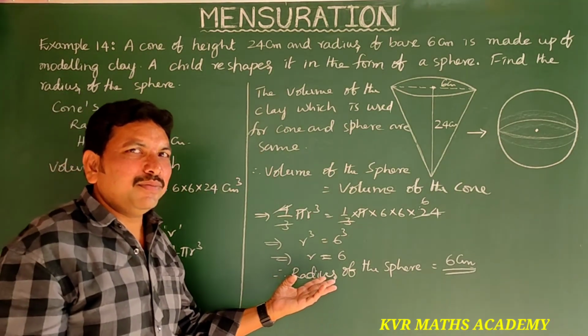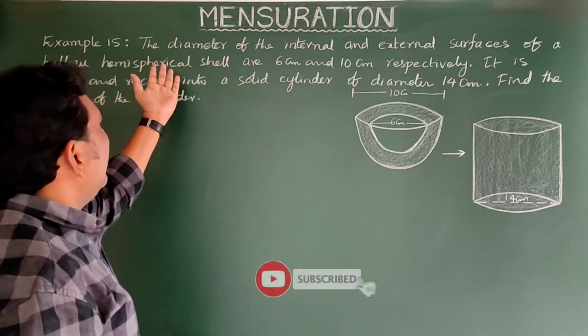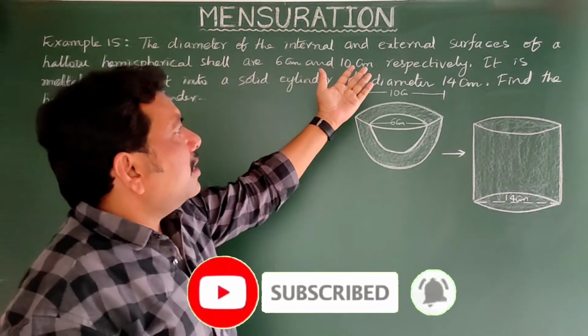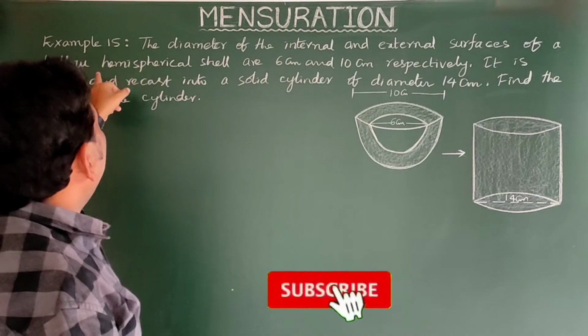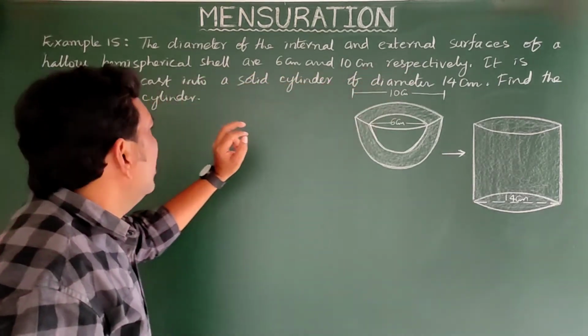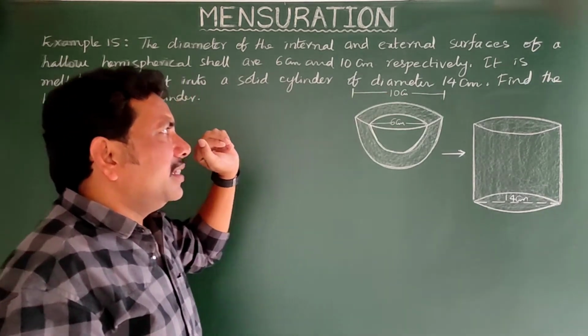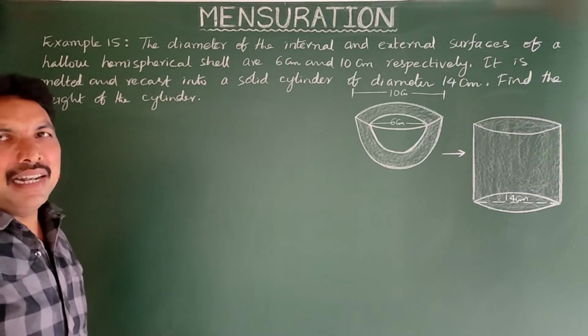Understood clearly? Yes. Next, the 15th question, example 15. The diameter of internal and external surfaces of a hollow hemispherical shell are 6 centimeters and 10 centimeters respectively. It is melted and recast into a solid cylinder of diameter 14 centimeters. Find the height of the cylinder.